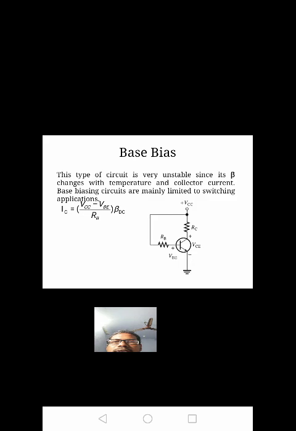Here we find the collector current value by applying KVL. IC is equal to VCC minus VBE divided by RB over beta DC. It will apply across DC, that's why the beta value should be the DC value, a constant value.